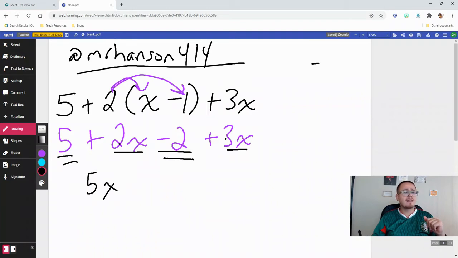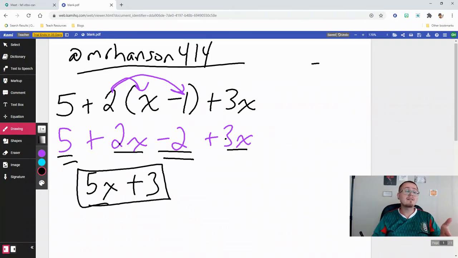5 and -2, you go down, go left, that's 3, not -3, +3. Whew, I had coffee today, so maybe I'm a little wired up. 5x plus 3, you cannot take that any further because that's an x term and a constant term, so that is 2 terms. 2 terms, you're done. 5x plus 3.